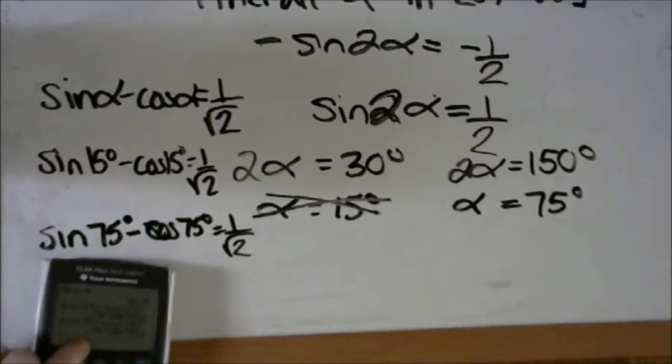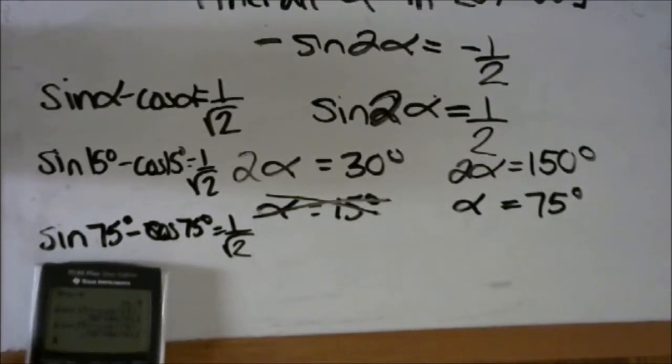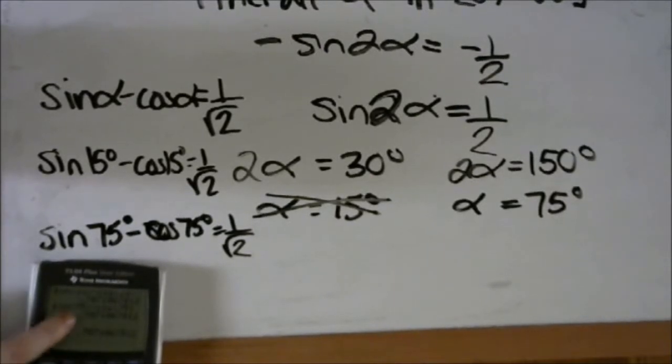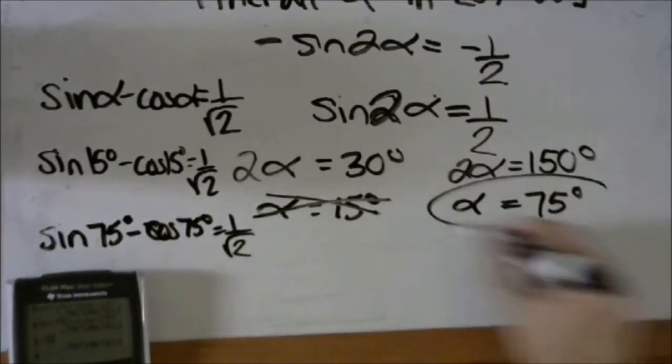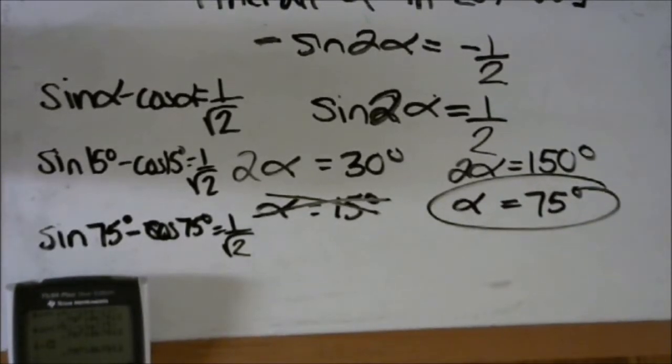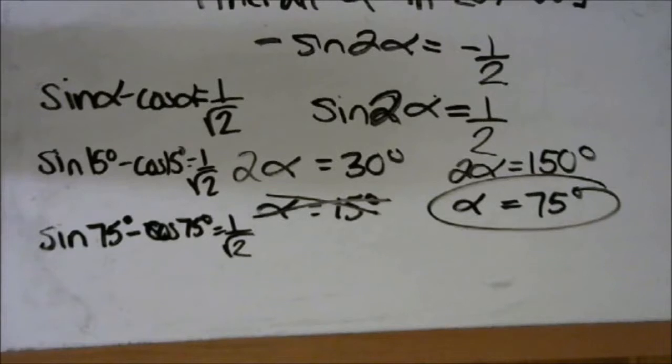I get 0.707106, etc. Let's compare that to 1 divided by radical 2. Are these decimal approximations the same? They are, which tells me that the solution to this equation is alpha equals 75 degrees.